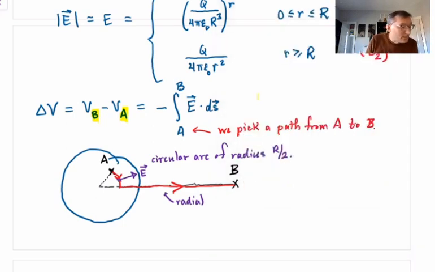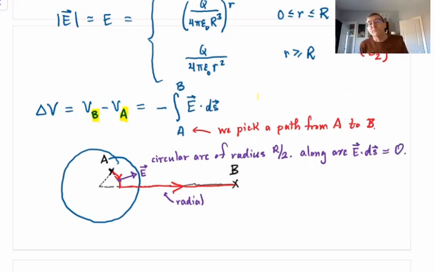They are. So along the arc, no matter where you are on the arc, the electric field and the little displacement you're about to take, E dot ds, will equal 0. Because the E and the ds are perpendicular, and the dot product of perpendicular vectors is 0. That means there is no contribution to this line integral for any part of the path that's on that circular arc. So now all I have to focus on is the radial part.